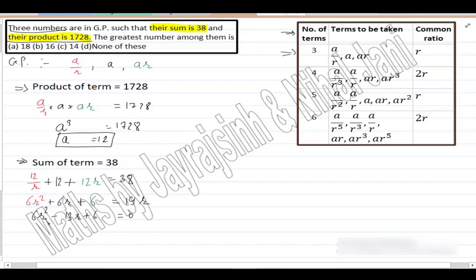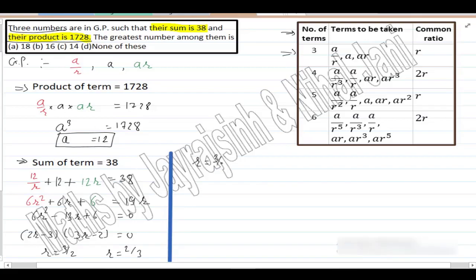So here we get our quadratic equation, and we have to get the factors. The first factor is 2r minus 3, and the second factor is 3r minus 2, equal to 0, which suggests that our r must be 3 by 2 or 2 by 3, right? Now let's get the terms for each option.